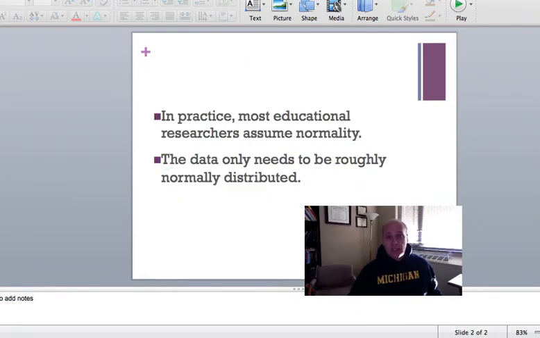But to be honest with you, in practice, you do not normally see in educational research this kind of analysis being reported. Most educational researchers assume normality and go on their way to doing the statistics they want to do. And also, the data only needs to be roughly normally distributed in order for it to meet the assumptions. It doesn't have to be perfect, just roughly.